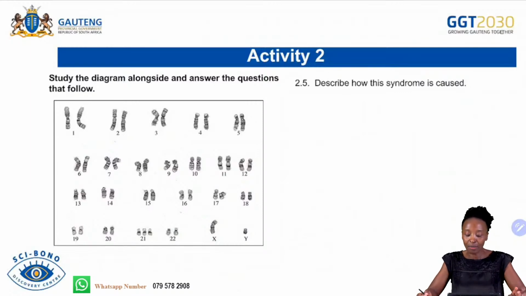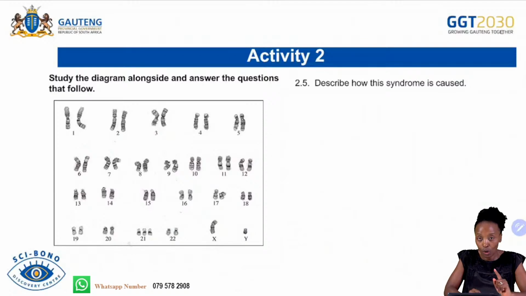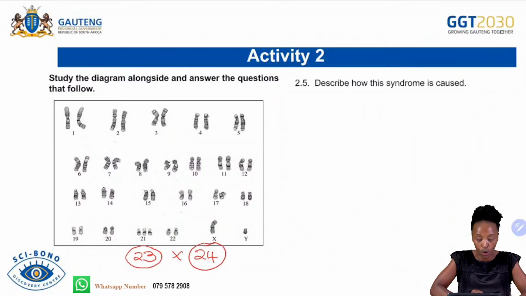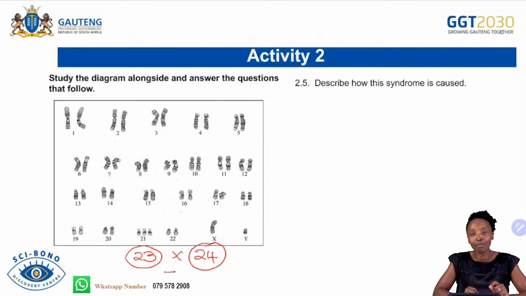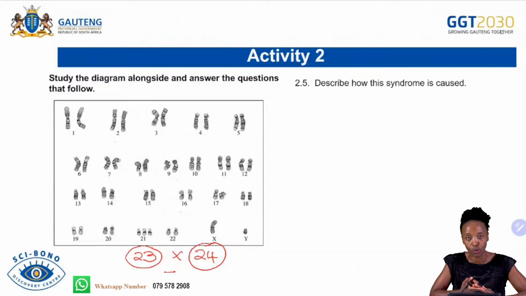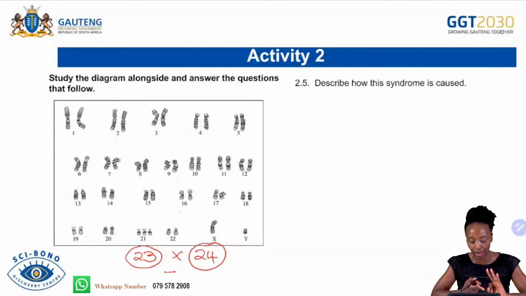Then describe how the syndrome is caused. This is exactly what I've just mentioned now. How is it caused? A normal gamete of 23 fertilized a gamete that has how many chromosomes? That has 24. So then after fertilization, a zygote then has how many? Has 47. And on pair number 21, there's an extra copy. So there's 3 chromosomes on chromosome pair number 21, because for a pair they're supposed to be 2. But in this case, they will be 3, so they're not forming a pair.